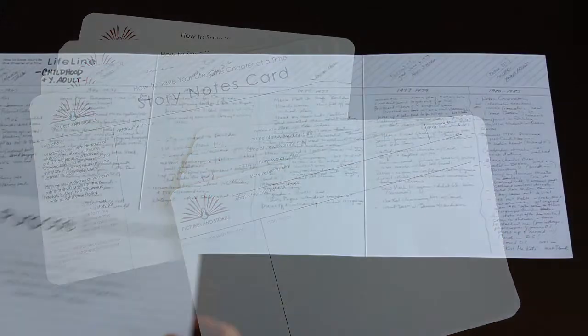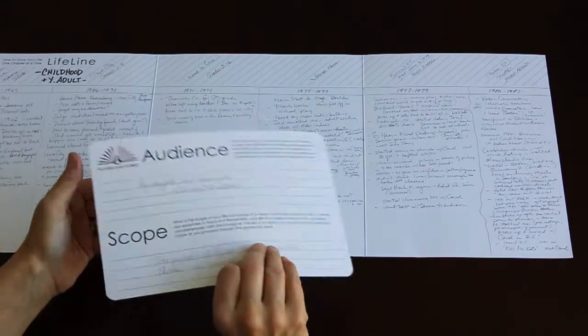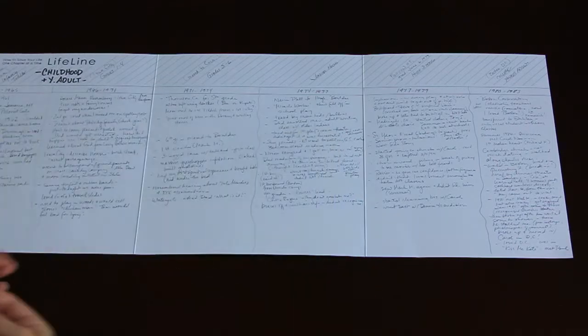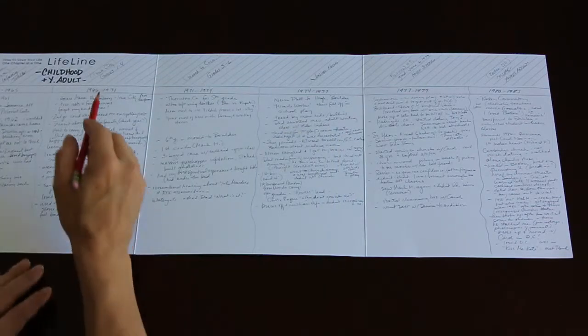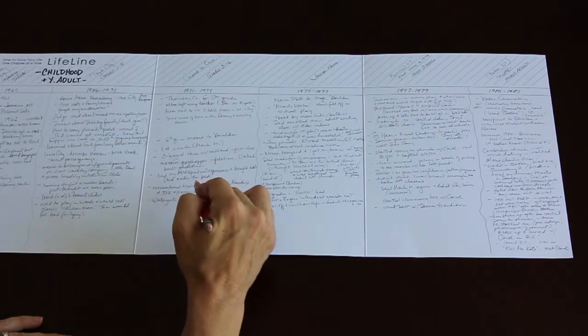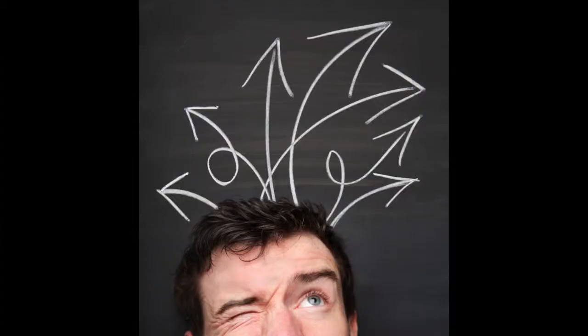First of all, I'm going to go back and read my written statements of purpose, audience, and scope, just so I have them fresh in my mind, because they'll help me decide what stories I want to write about. I'm going to quickly scan over the notes that I've written on my lifeline. Now, don't overthink this. You should be moving through this exercise fairly quickly so your subconscious can do its magic. You can always change your mind later about what stays in or gets left out.